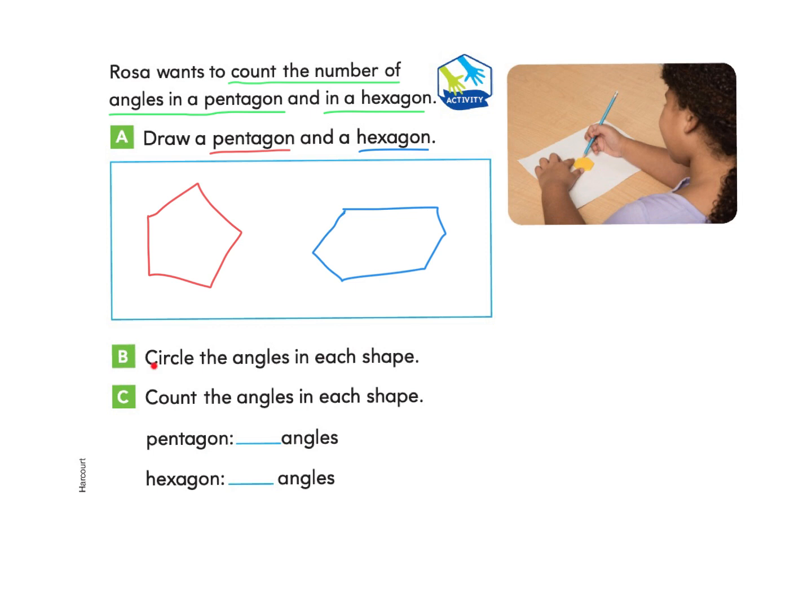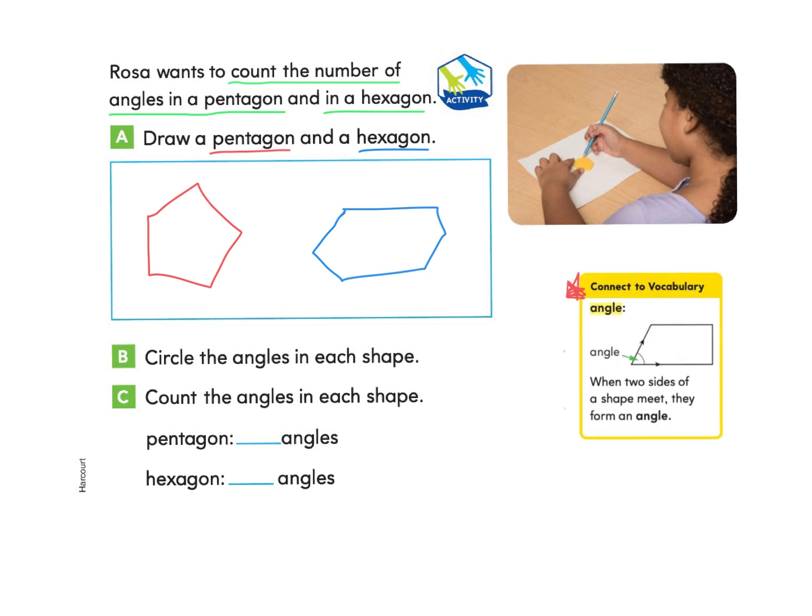Okay, now I'm ready for part B. Circle the angles in each shape. Remember that an angle is where two sides of a shape meet and they form an angle. So we can go ahead and circle the angles in each shape. You can pause and try this on your own or follow along with me. We have 1, 2, 3, 4. So we have 5 angles for the pentagon.